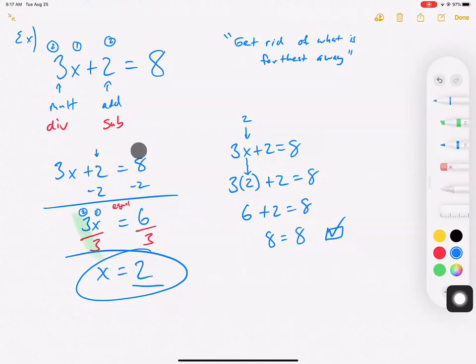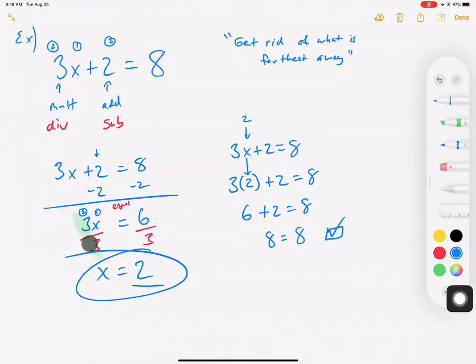You could get rid of the 3 first, but you have to make sure you follow the rules of math. To make this a little bit easier so we don't make accidental mistakes, we say let's get rid of the thing that's farthest away. And what's farthest is the plus 2. It's not as closely bound to the x. Opposite of plus 2 is minus 2, and we do that to both sides. 2 minus 2 is 0, gone. So we're left with a 3x only. 8 minus 2 is a 6.